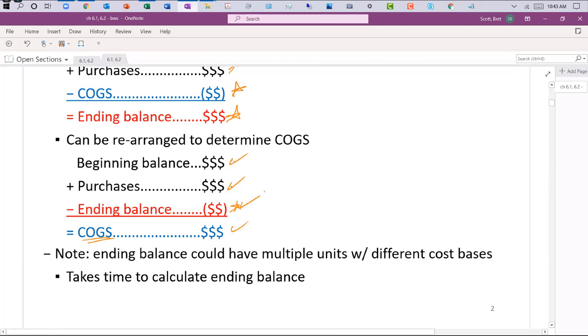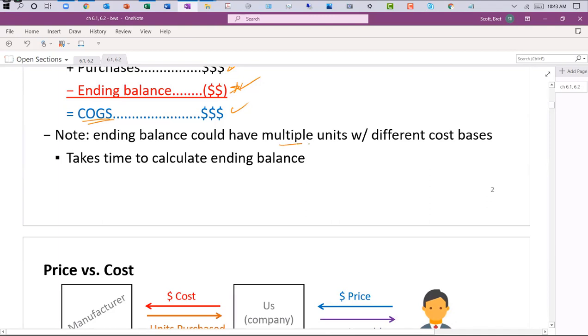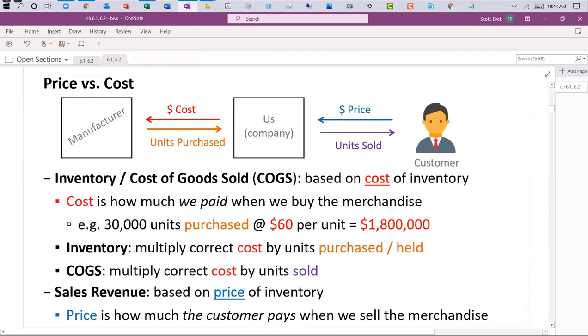Again, it helps to be a visual person when you're approaching these topics. Realize the ending balance could have multiple units with different cost bases. We're going to go through some examples with homogeneous products, where generally they all have the same cost per unit. But realize that there are going to be problems where the goods that we sell have a different cost basis. So we can have an inventory of phones, but they can have different costs to us depending on when we bought them. Just realize it's going to take time to make calculations in this chapter, so you want to get really good at quickly drawing things out and making those calculations.